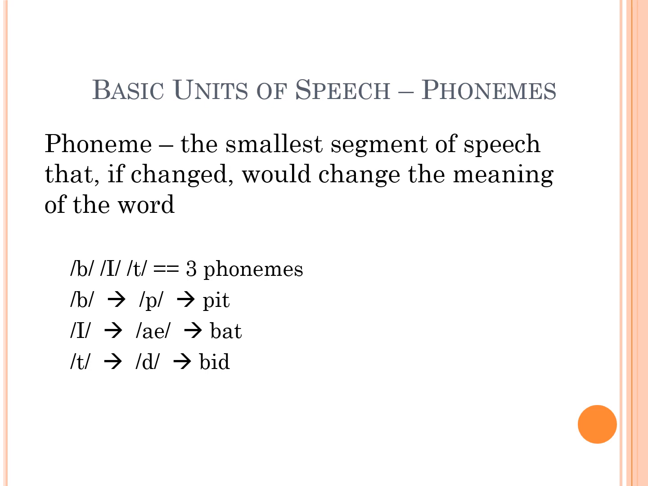Okay, and some points about phonemes. So those sounds are called phonemes, and phonemes are the smallest segment of speech that if we change it, it changes the meaning of the word. Another way to say this is that they are linguistically contrastive. So bit has 3 phonemes, b, I, and t, because if we change the b to p, we change bit to pit. If we change the I to a, we change bit to bat. If we change the t to d, we change bit to bid.